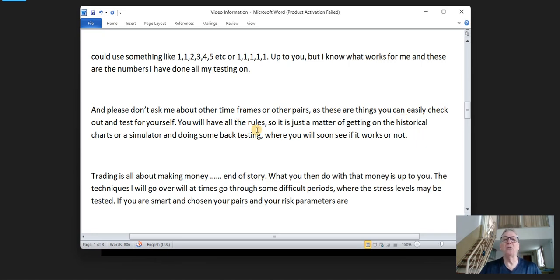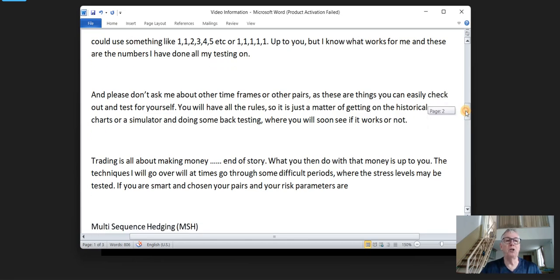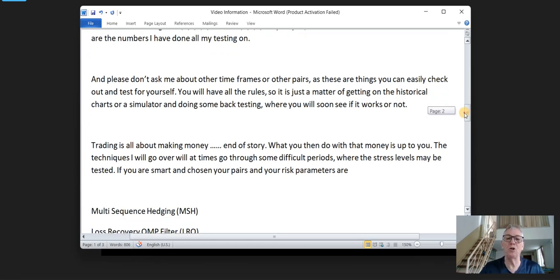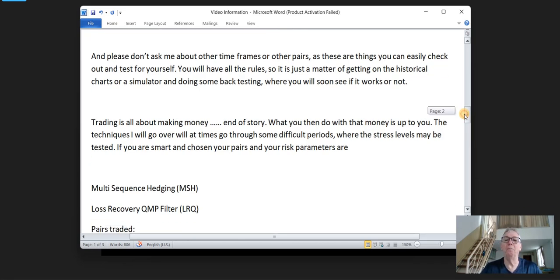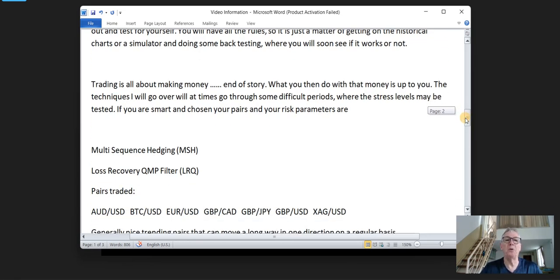Like I said, don't ask me about other time frames or other pairs. You can check that out for yourself. No dramas at all. Now we're just about making money. That's all we're here to do, make money with as low stress as possible. What you do with that money is up to you. So we just want to protect capital, make as much money as we can, then do what you want with that money. If you want to spend it on alcohol, sex, drugs, and rock and roll, that's up to you. But if you want to give it to a charity, even better to you.